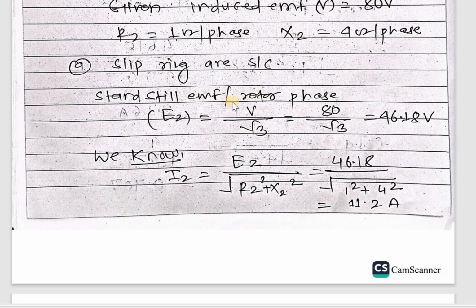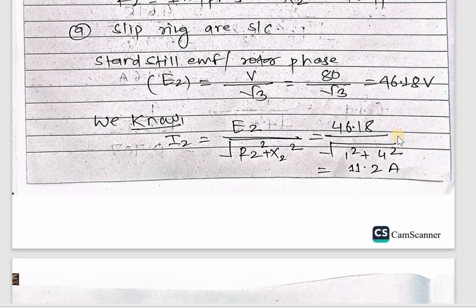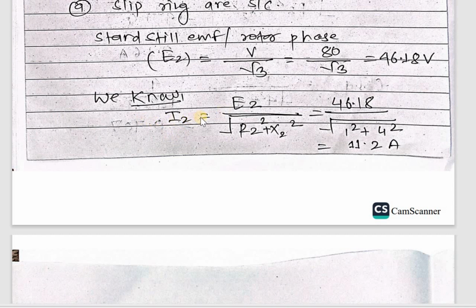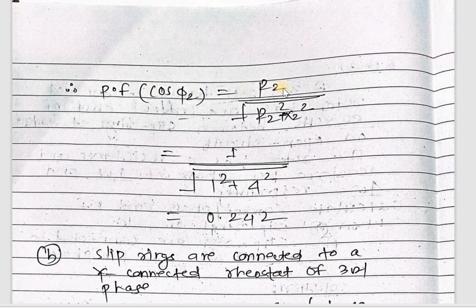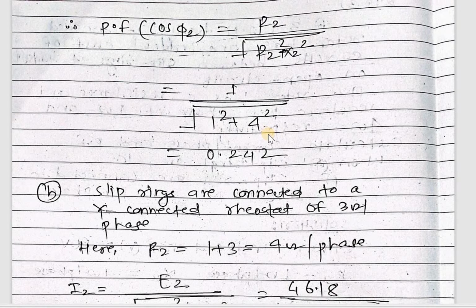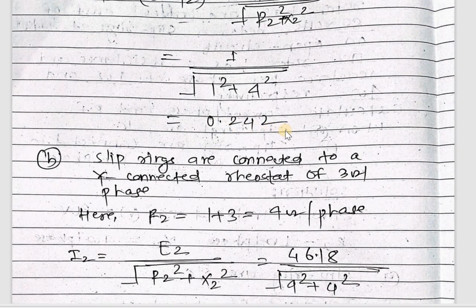So the first condition is slip rings short circuited. Standstill EMF per rotor phase is E2, that is V upon root 3, that is 80 upon root 3. We have to find the voltage per phase, that is 46.18 volt. And we know the value of current, I2 equal to E2 upon root under R2 square plus X2 square. Put all the values of E2, R2 and X2, then you can get the current per phase as 11.2. And similarly, power factor equal to R2 upon root under R2 square plus X2 square. So 1 upon root under 1 square plus 4 square, then you can get 0.242.